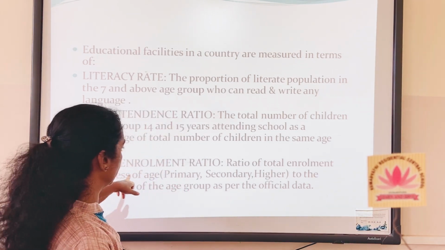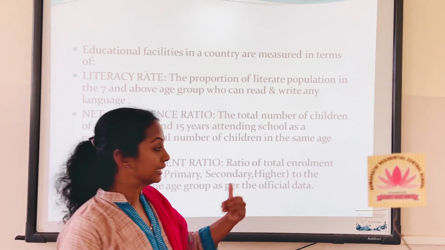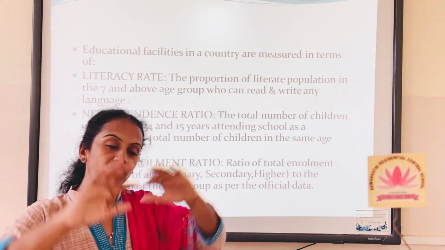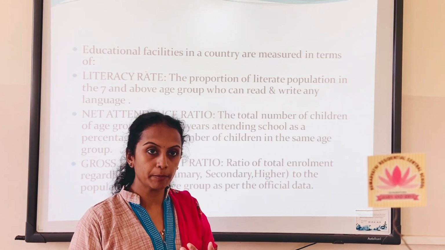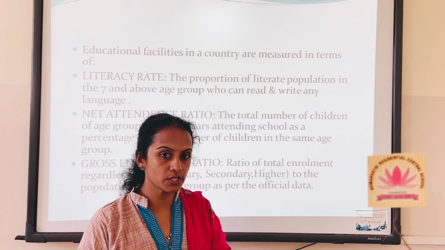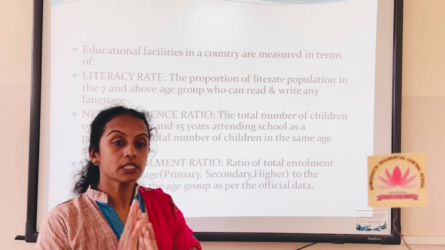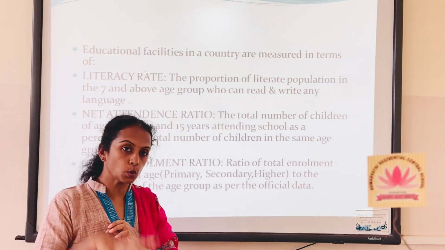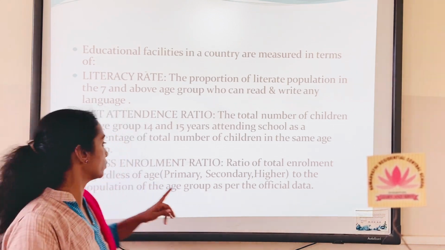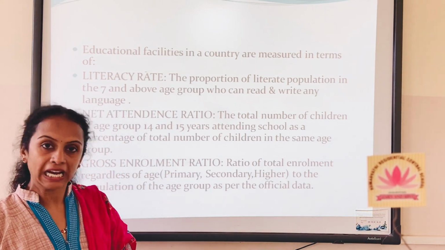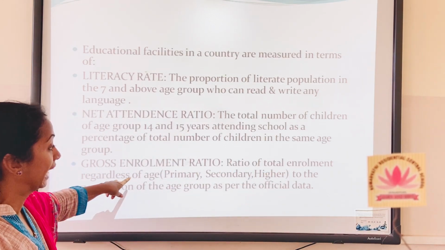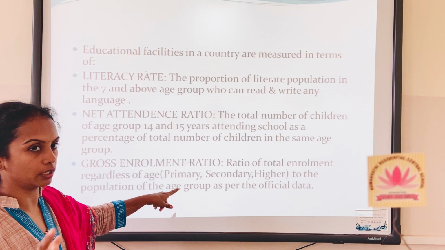Then the next one is gross enrollment ratio. This is the ratio of students enrolled in different educational institutions. It may be primary, secondary, higher education, university education, college education, and so on. So the total number of students studying in different educational institutions gives you the gross enrollment ratio. What is gross enrollment? Ratio of total enrollment regardless of age. This is not related to age.